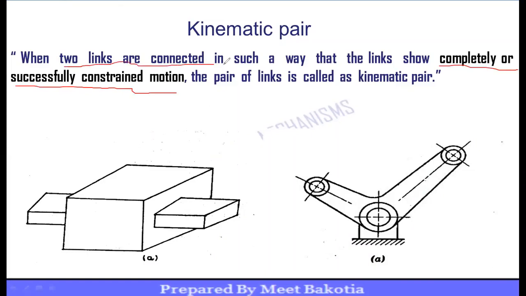When two links are connected in such a way, take link number 1, take link number 2, that the links show completely or successfully constrained motion, if between this pair of links the motion is completely and successfully constrained, then only will this pair of links be called a kinematic pair. So for a pair to become a kinematic pair, they should have completely or successfully constrained motion between them.